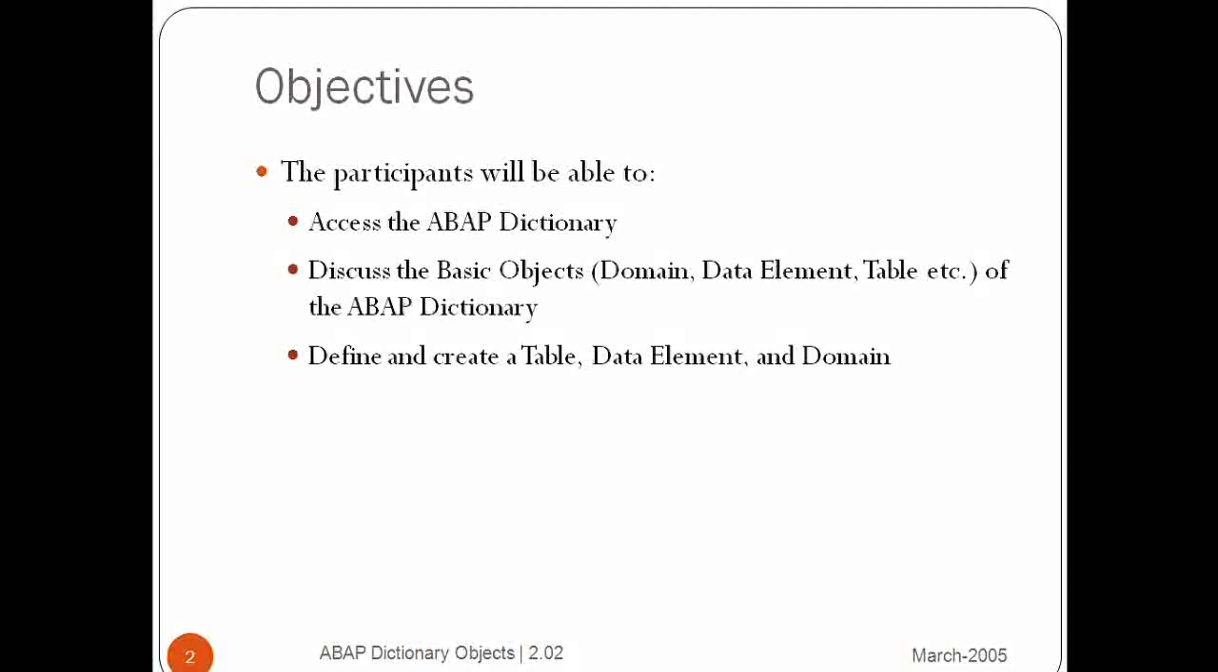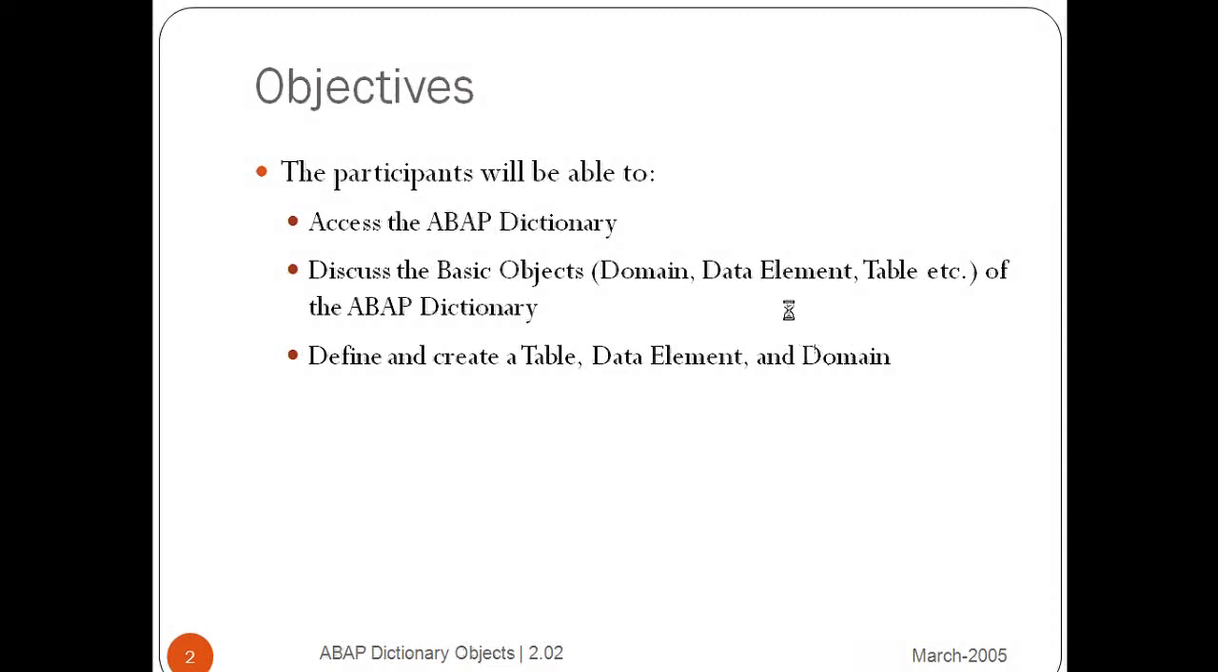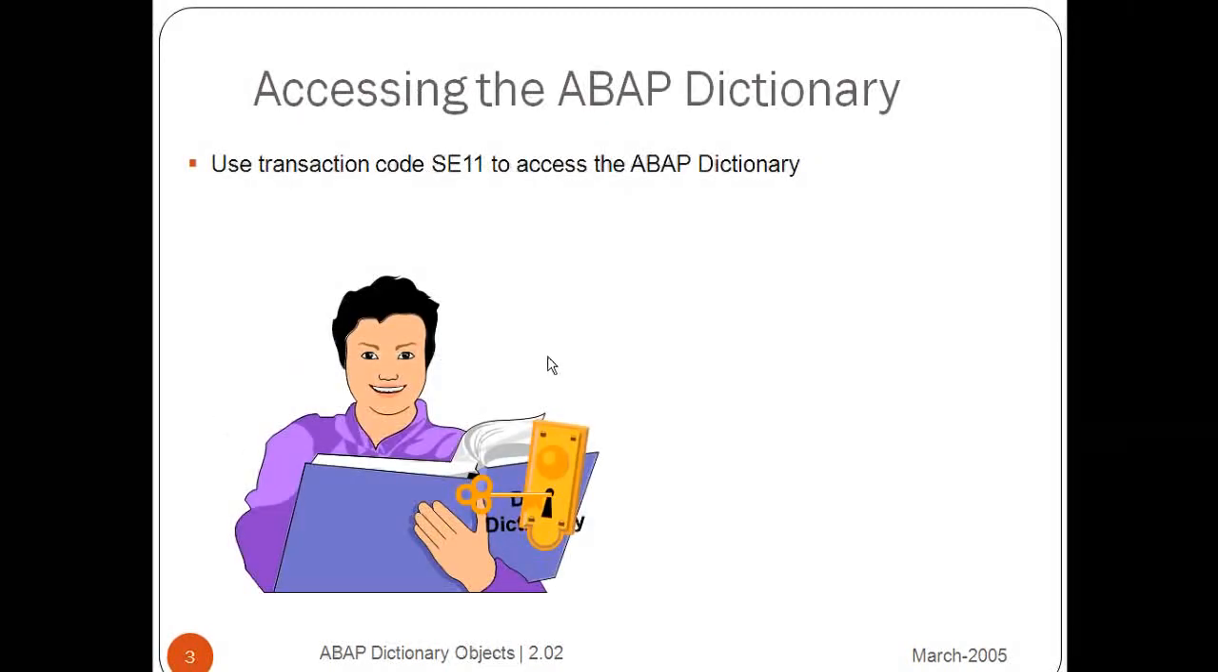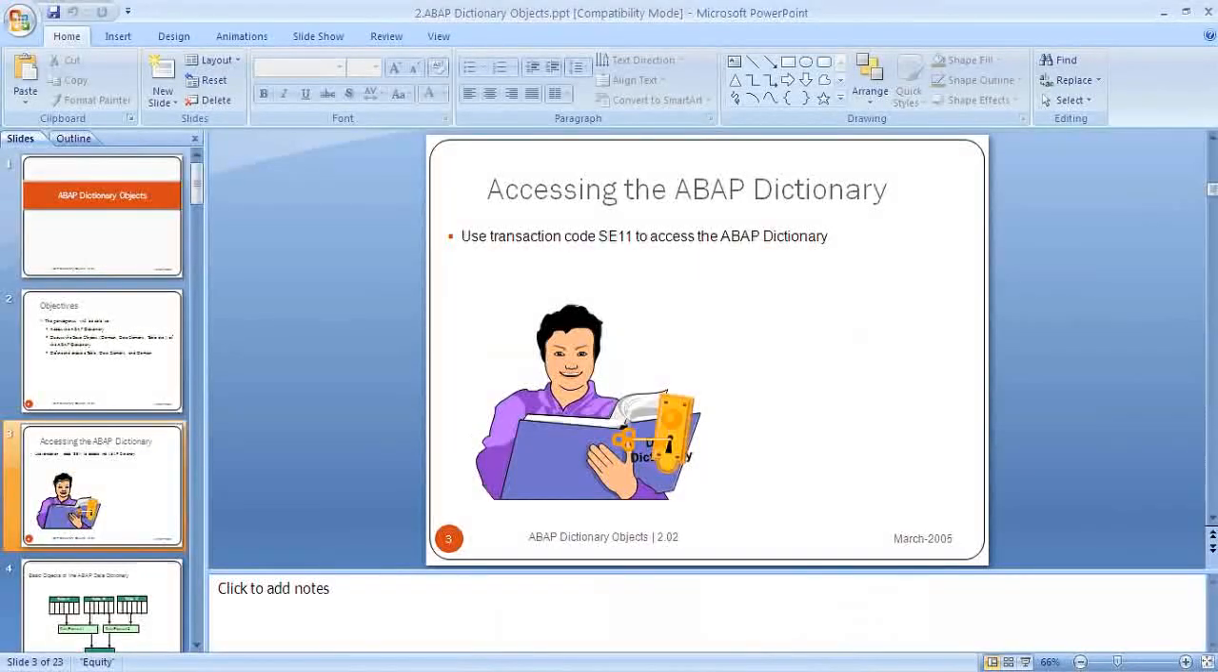Now dictionary objects. Now we'll find what the dictionary objects are. Access the above dictionary, discuss the basic objects: domain, data element, table, etc. Define and create a table, data element, and domain. I already covered some of these things. The transaction code is SE11. Let me show you once again.